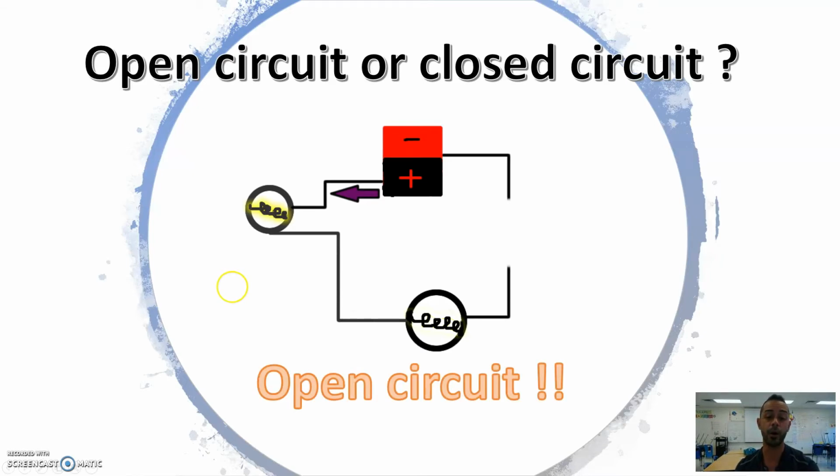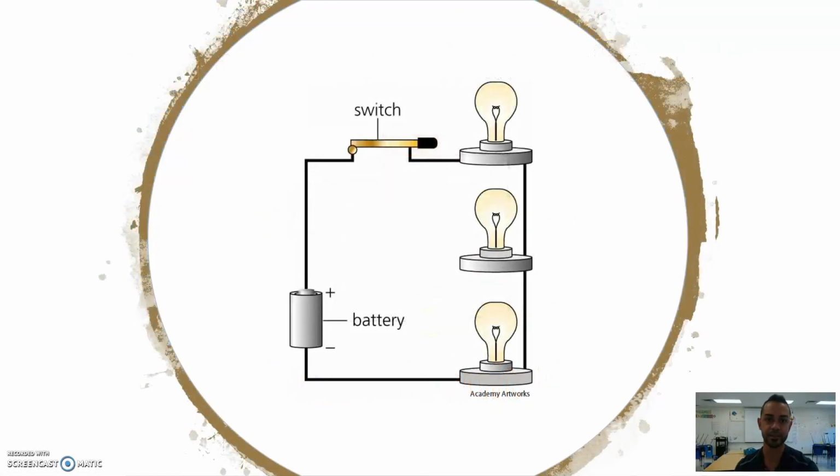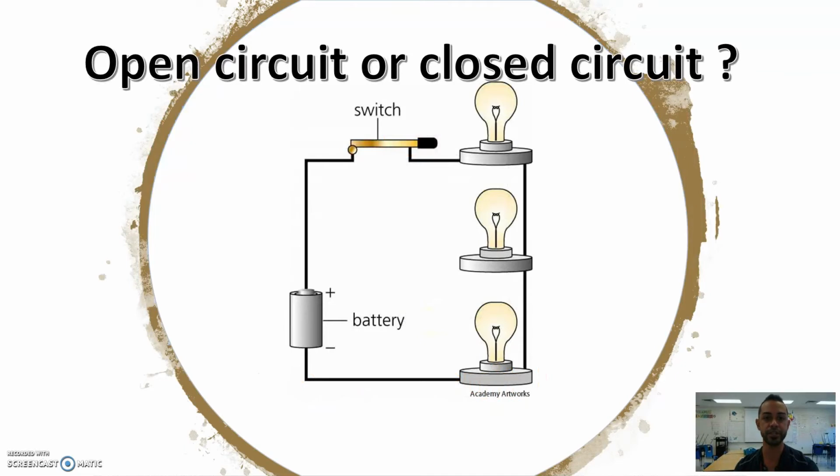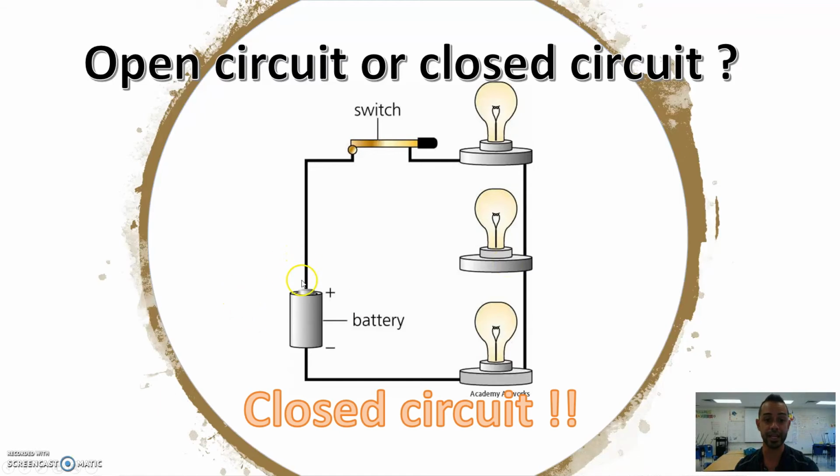Very good, it's an open circuit. Why? Because the wires here are not connected, so the electricity cannot flow. In the next one, is it an open circuit or a closed circuit? Think about it. Very good, it's a closed circuit. The energy can flow in this circuit because all the parts are connected together.